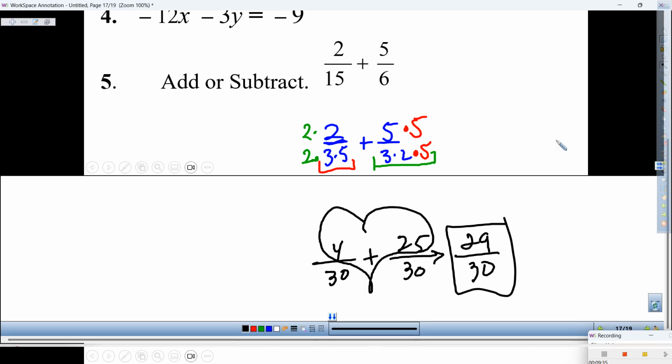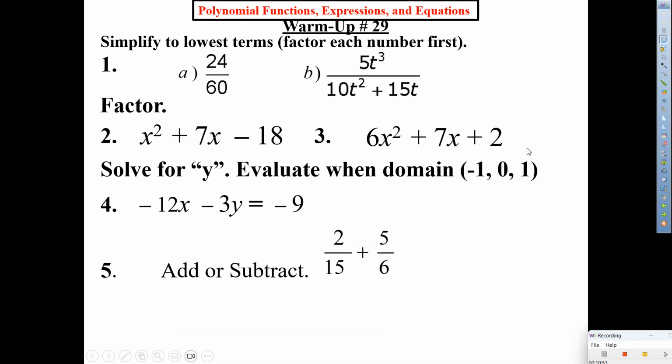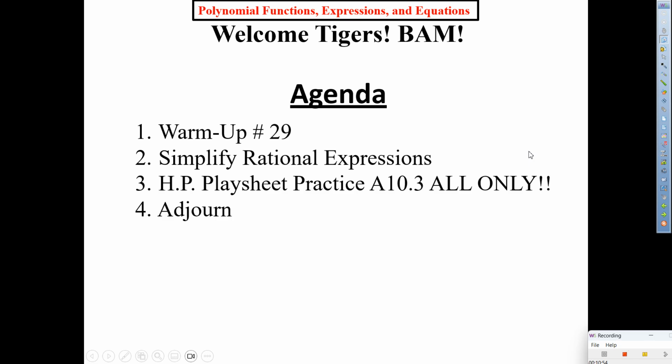You got that? Yeah? All right. Copy the agenda. Warm-up number 29. Today we're moving on to simplifying rational expressions. Tonight's home play is sheet 10.3, odd only.